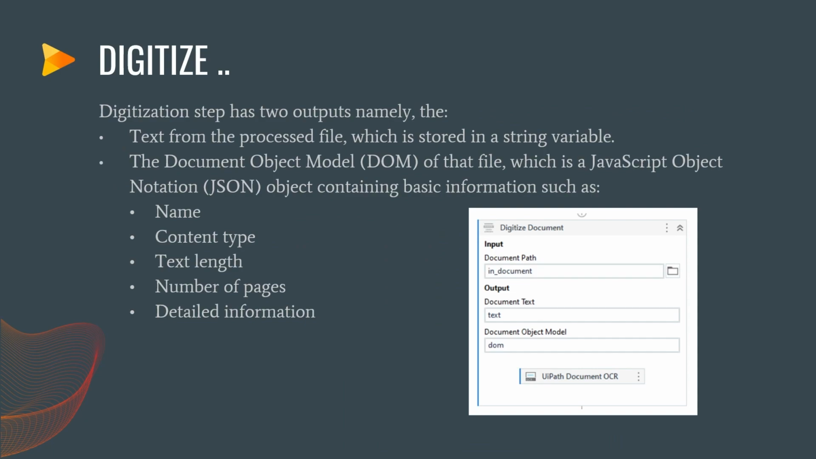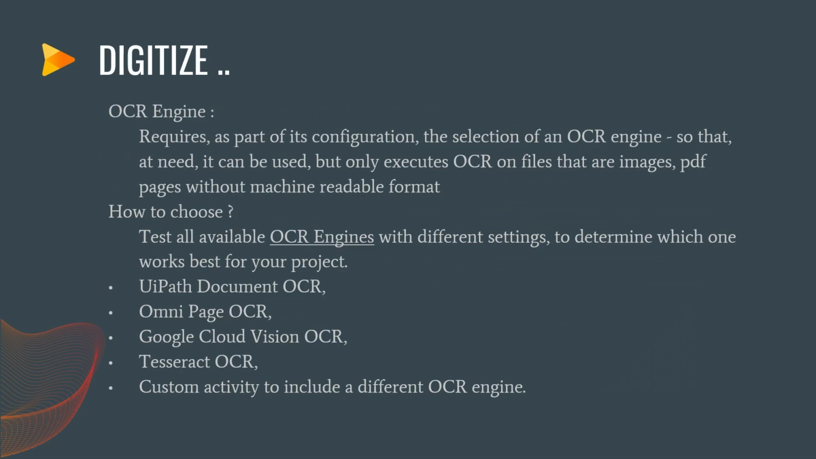This is a JSON object with basic details like name, content type, page numbers, text length, number of pages, and it also digs deeper with info like page rotation, language, content, and coordinates of every word spotted in the file. So from its setup, we have to pick an OCR engine.